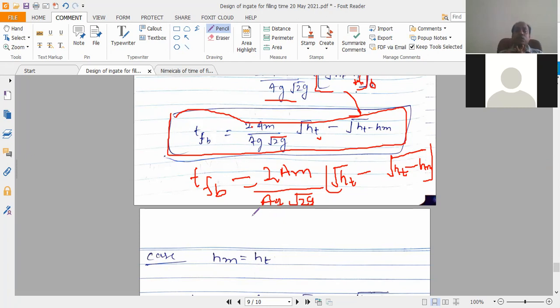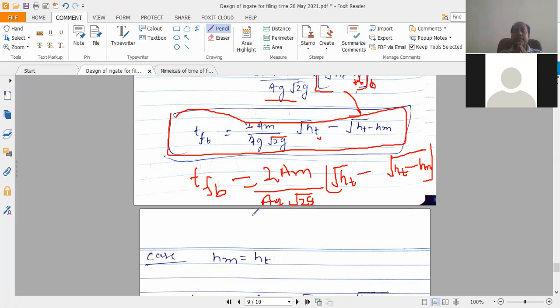So you have to remember both equations, for the top gate and the bottom gate. Many times the question is asked, or your university will ask the question: determine the time of filling if the gate is at the bottom and the volume of the mold is given, area is given, and sometimes the velocity will be given. But if the velocity is not given, the head will be provided by them, and you can calculate easily.